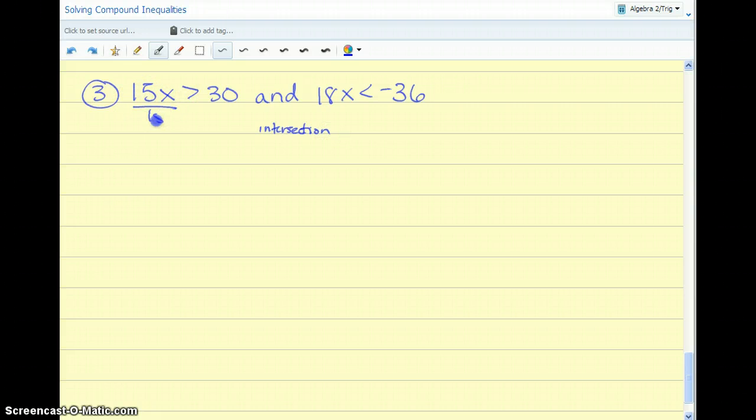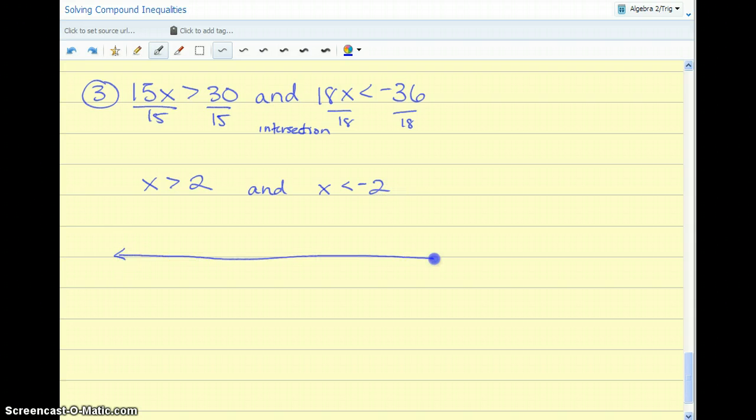This side you just divide by 15 on both sides. So x is greater than 2. And divide by 18 on this side. X is less than negative 2. Okay, so if I go to my graph, again I have a negative 2, so I'm going to plot something below it. Then I would go above it all the way up to 2, and then something above 2. So I have my graph.